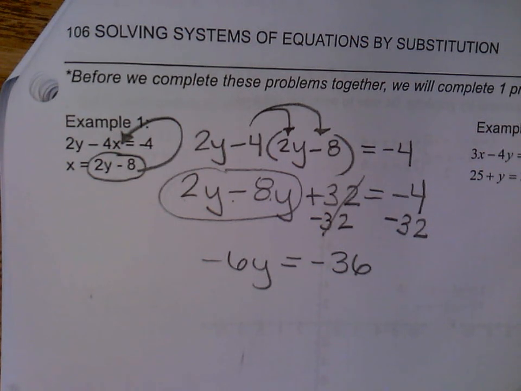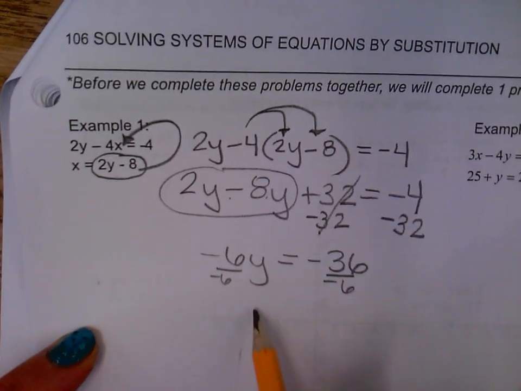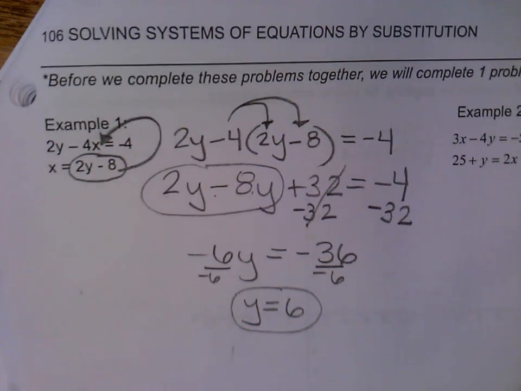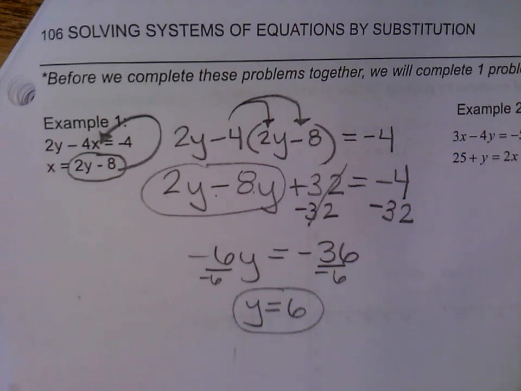All right, so what does y have to be? Divide by negative 6. A negative divided by a negative is a positive. So that gives me that y is positive 6. Is that my whole answer? What do I have to do next?